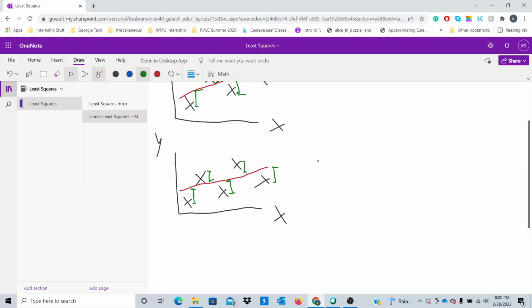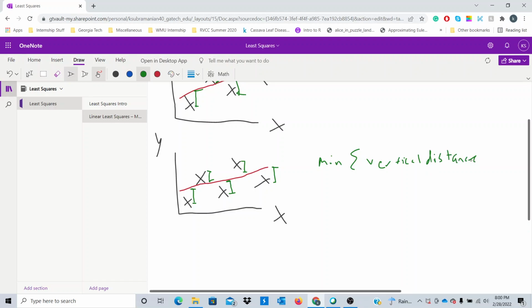But what else can we do to say this alternatively? If we want all of these vertical distances from the data point to the line to be as small as possible, well, we could just say that the sum of these vertical distances needs to be as small as possible. So we want to minimize the sum of vertical distances, right? Because if we can minimize the sum of these vertical distances, then we have found a good line that is best capturing the data.